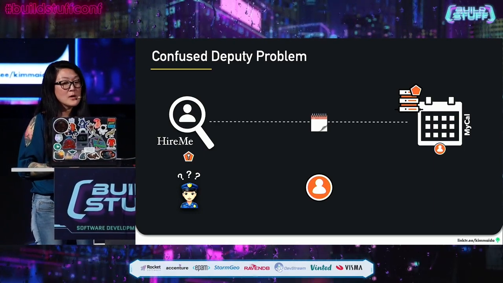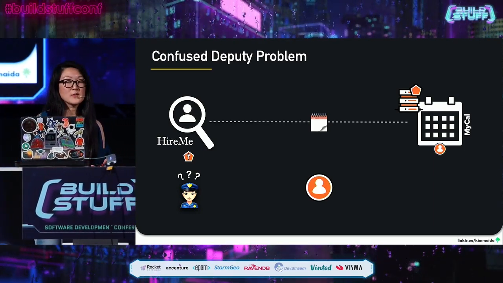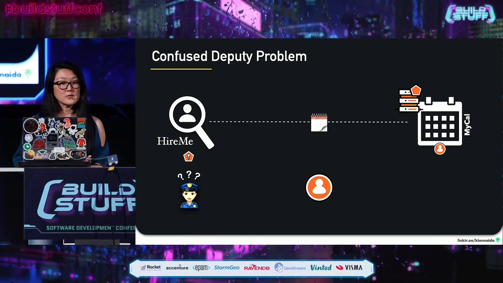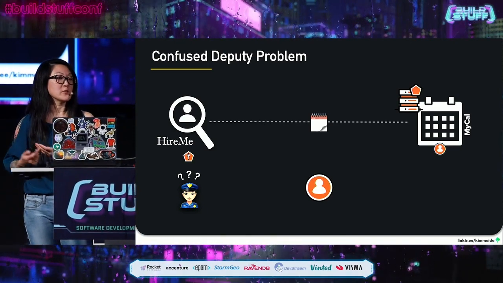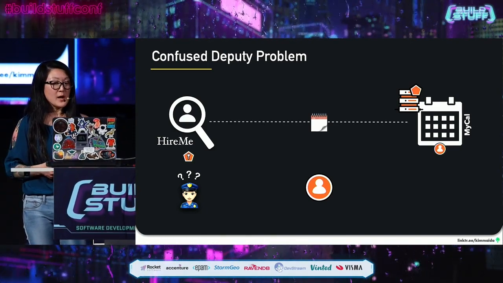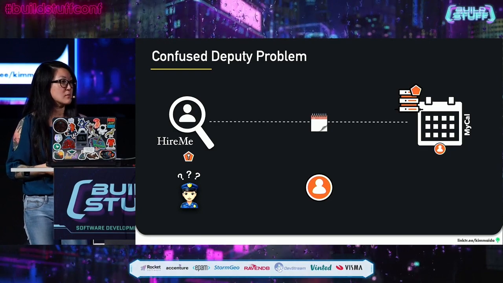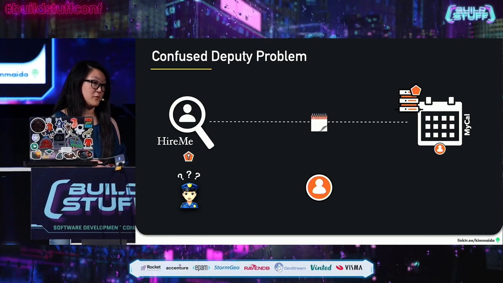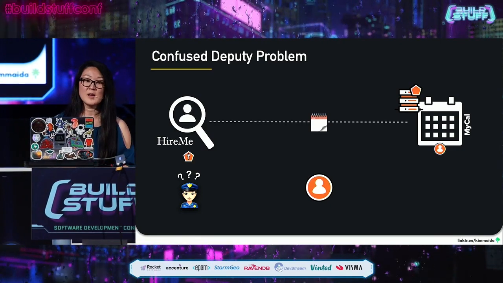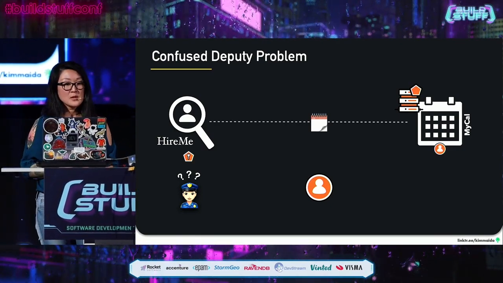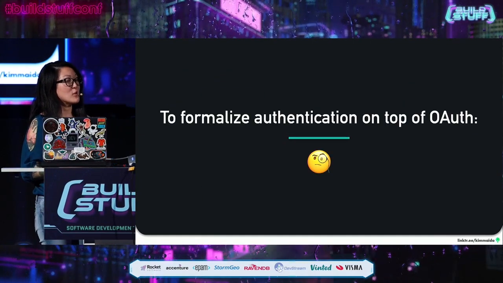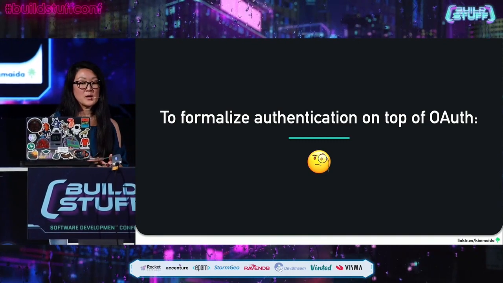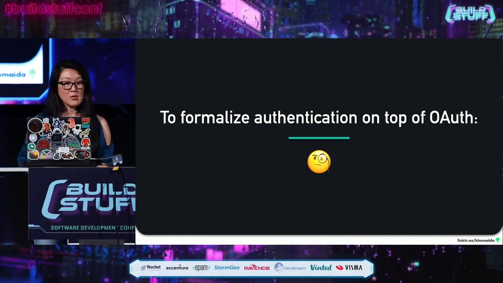And if you recall, authentication is about verifying that the user is who they say that they are. And HireMe just can't know this from the fact that it can use this access token to get resources from an API. Access tokens are for authorization. However, this didn't stop companies from co-opting this process for authentication anyway. And as expected, they had problems with it. So it became clear to the security community that we needed to address this. And to do that, we needed to formalize authentication on top of OAuth.